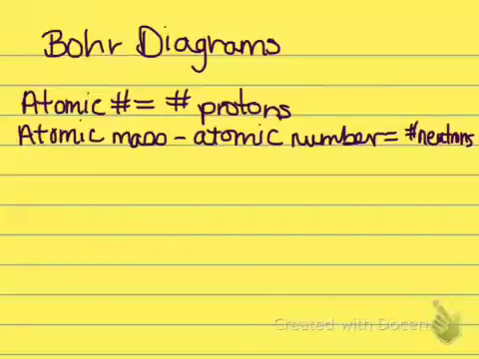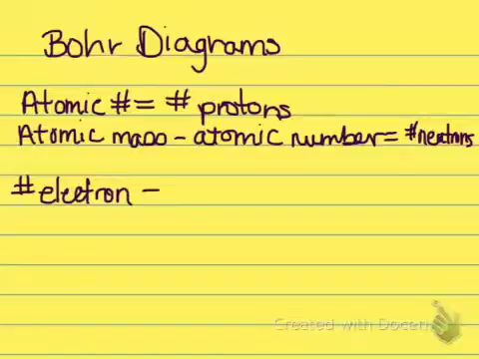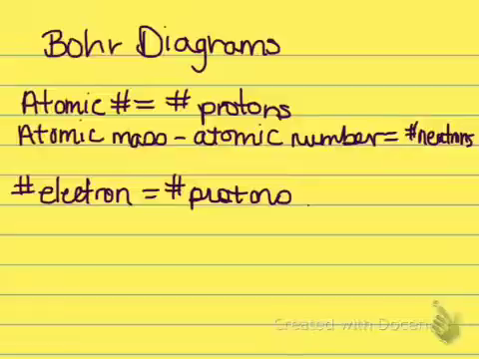So electrons, where do those come into play? Well, this one's a little bit easier. The number of electrons you can find by looking at the number of protons. Knowing the number of electrons is really important. You need to know them in order to make Bohr diagrams. So if you know the number of protons, you will know the number of electrons.